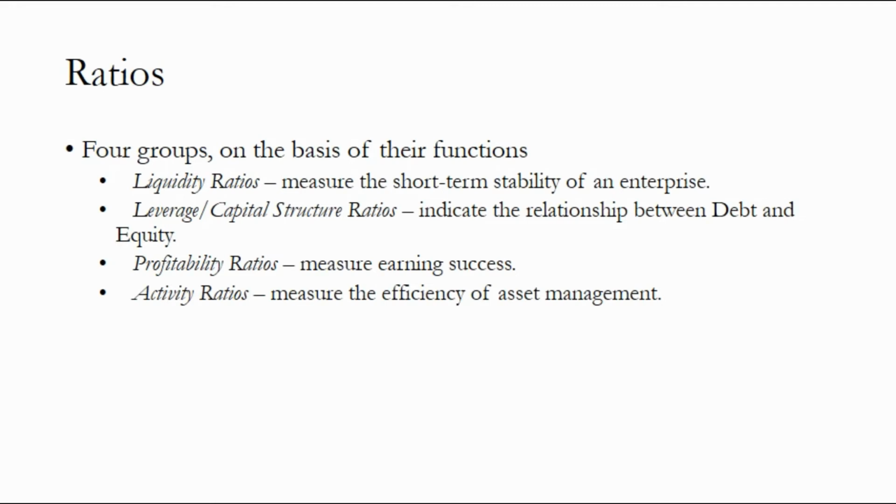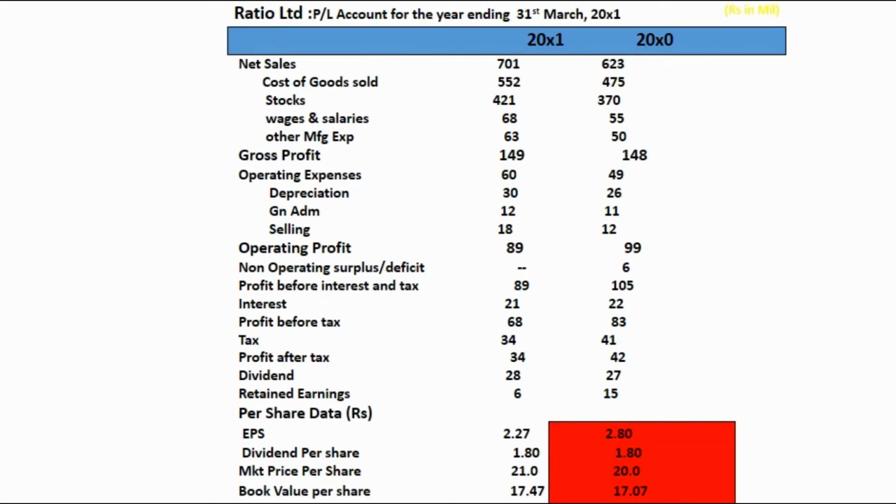So, four groups on the basis of their functions. Liquidity ratios measure the short-term stability of an enterprise. Leverage or capital structure ratios indicate the relationship between debt and equity. Profitability ratios measure earning success. Activity ratios measure the efficiency of asset management.